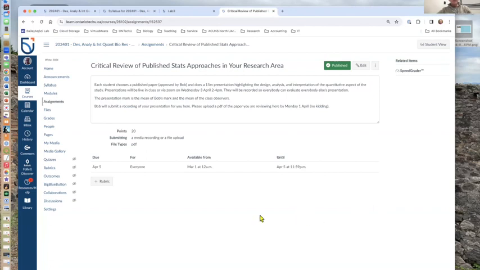So I look forward to seeing which papers you're going to look at. Anybody have any queries about that, or are we good? Looks like we're good. Okay.